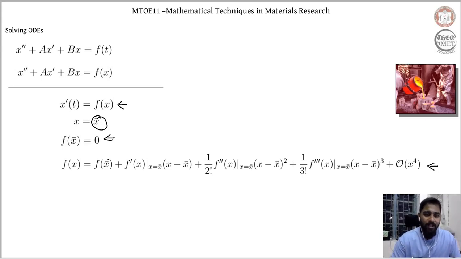Now, if you consider this expression here, we already know that this term turns to 0 because this is how we introduced our x bar. By definition, this will turn to 0 because by nature, our x bar means at x bar, momentum is 0. So momentum is equal to f of x, and f of x bar is going to be 0. This is something that we have considered.